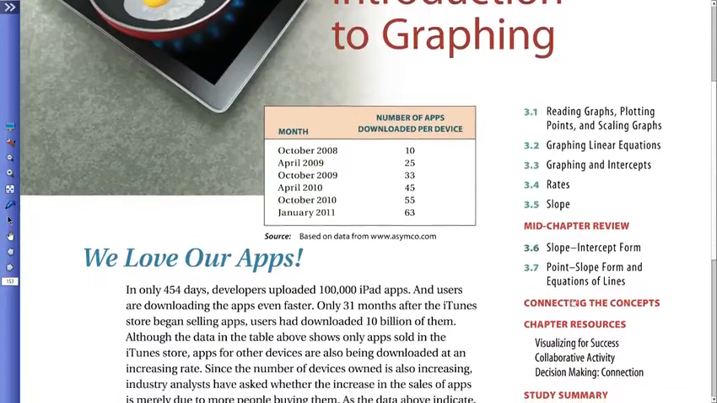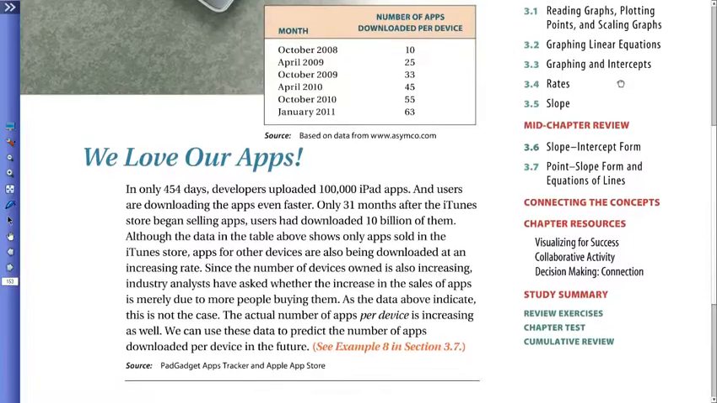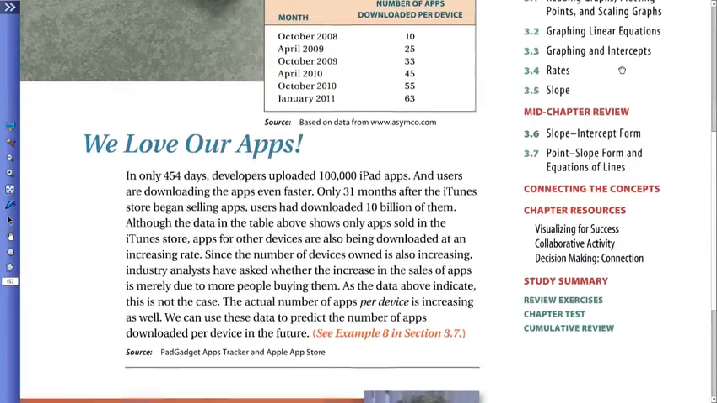So we have 7 sections here. We'll go through all these kinds of things. We're going to talk about plotting points and some rules around how we do that, and scaling graphs. Then we're going to get into something called linear equations. These are equations that have solutions that, when you plot all the solutions, end up forming a line. And then we get into a lot of different ways to deal with these types of equations by graphing them to get solutions, and intercepts are just intersections with our coordinate plane axes.